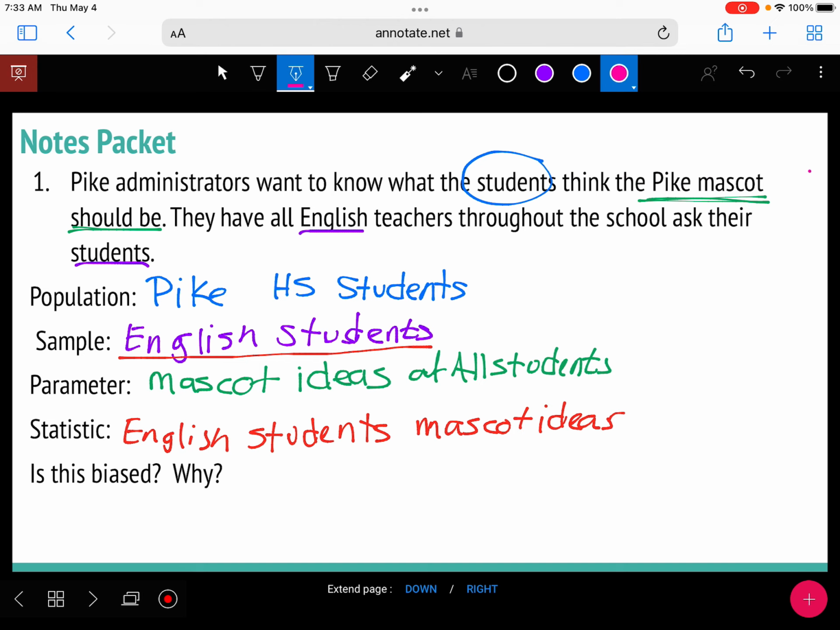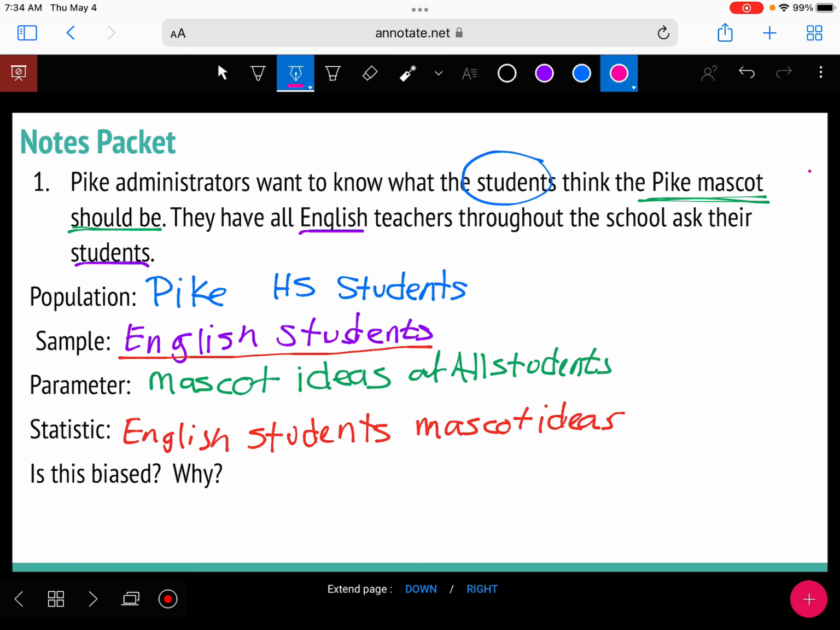So when we're taking a sample, we are only going to ask a small group of people. We physically cannot ask everybody in the high school everything. How many people take English classes? Everybody takes English classes. So that's why a lot of times, when you're voting for prom court or class president or any of those things, you almost always get those in English class. Because English class, everybody takes every year.